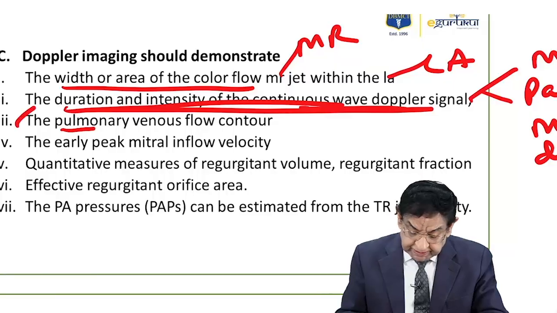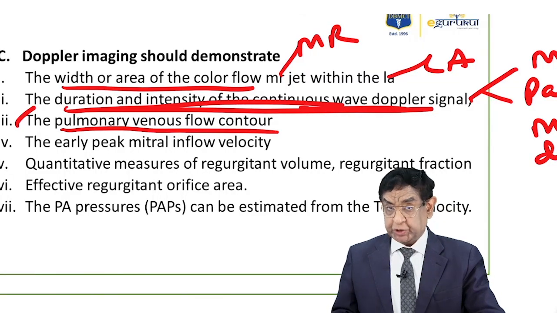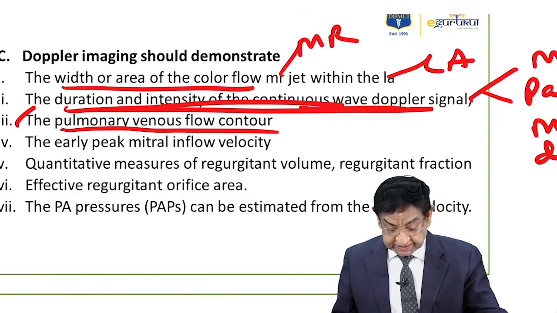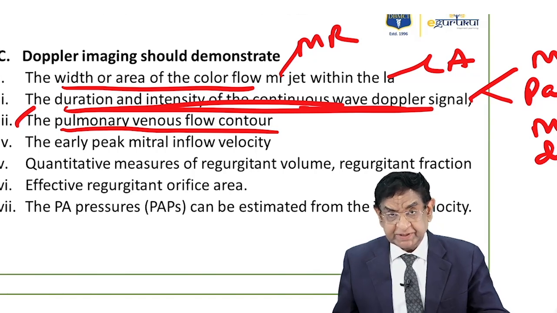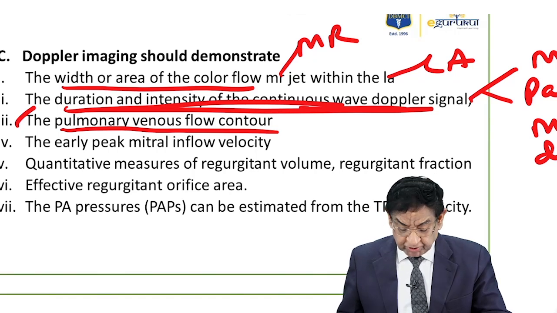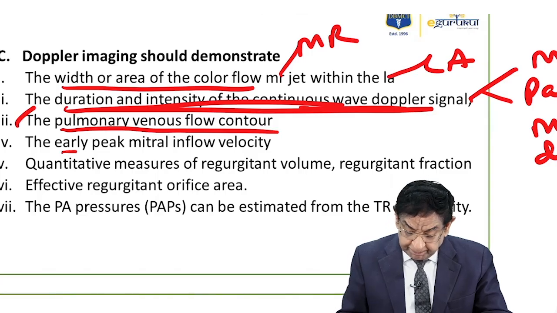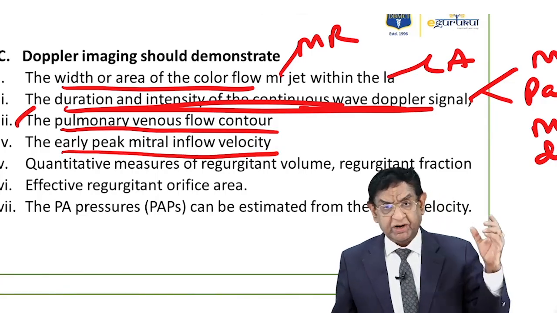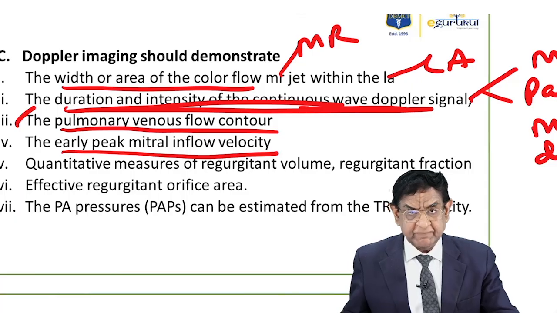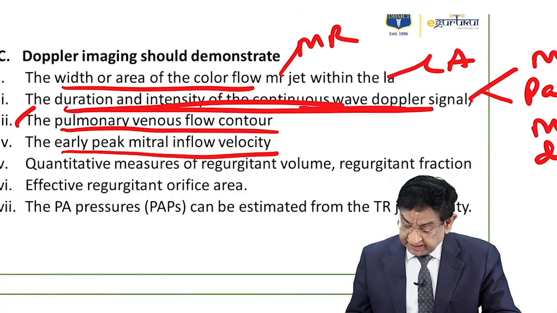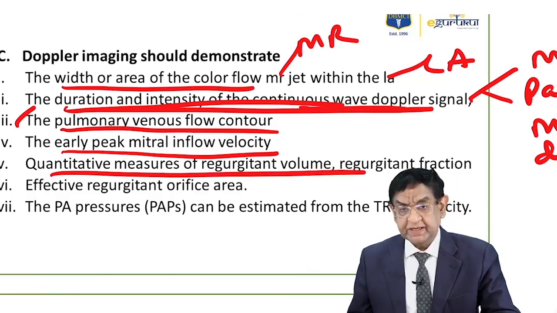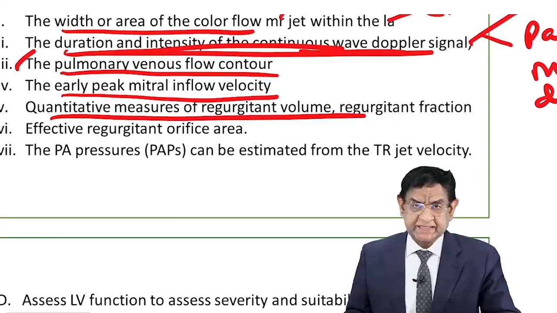We can also see the pulmonary venous contour. Blood flow is coming into the LA. We can very well appreciate how much blood, all we can see by echocardiography. Early peak mitral velocity, a large amount of blood is coming to the mitral valve in systole, we can appreciate. And we can even quantify how much blood is coming.